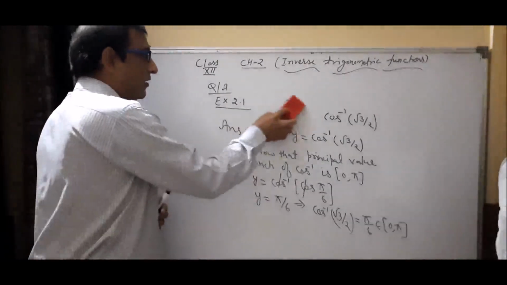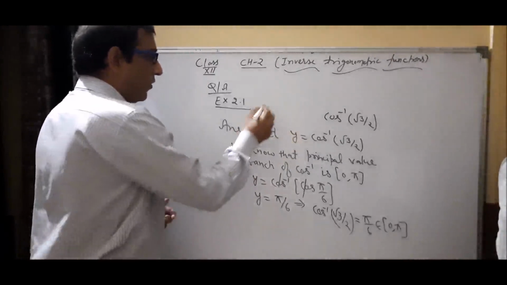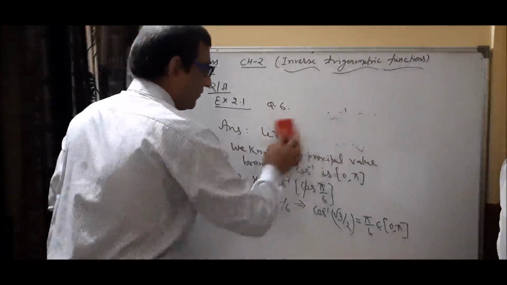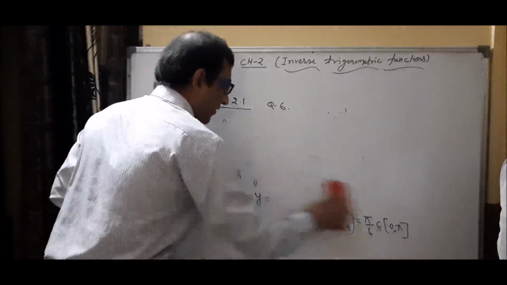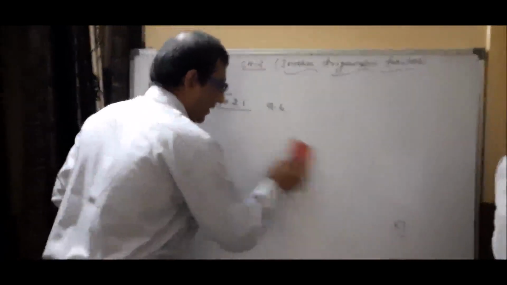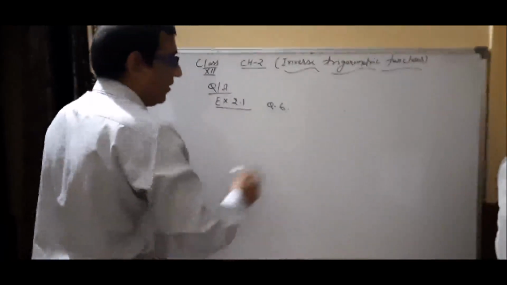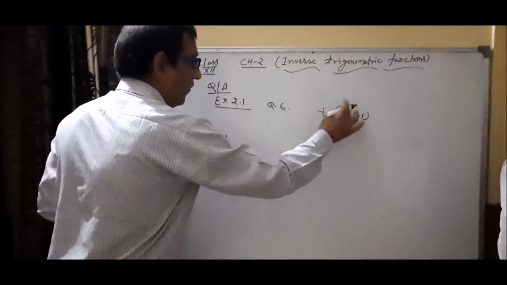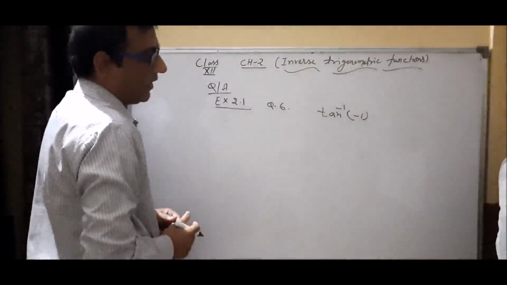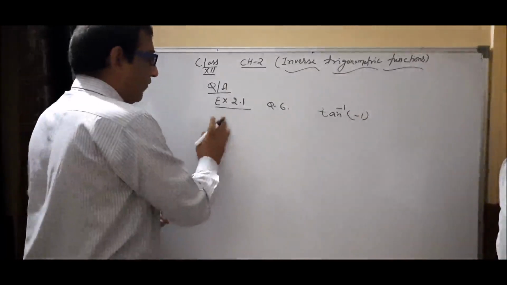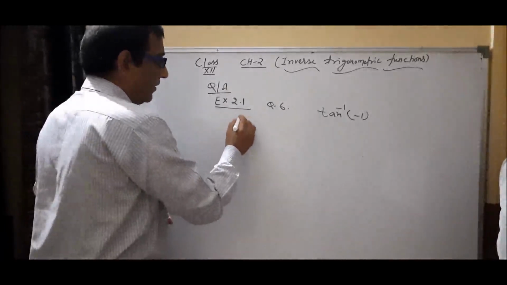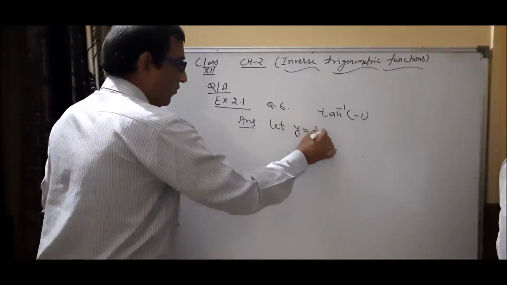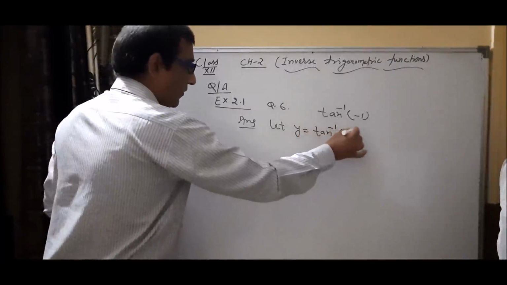Now I am taking question number 6 of the same exercise, and this time the question is tan inverse of (-1). We have to calculate the principal value of tan inverse (-1). So how can we solve it? First we will write, let y equals tan inverse (-1).